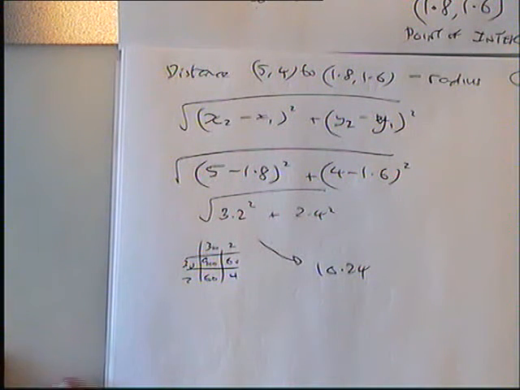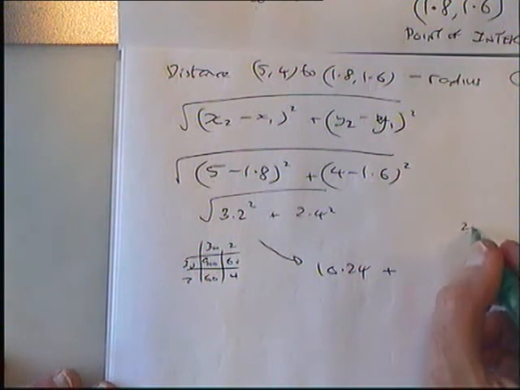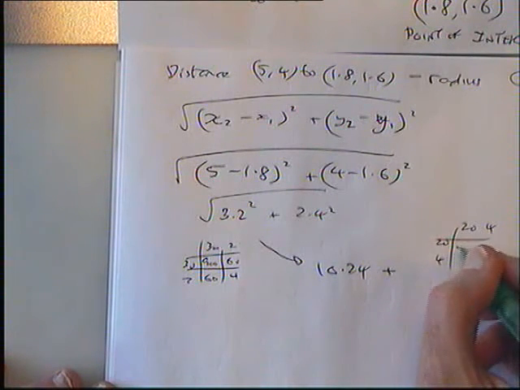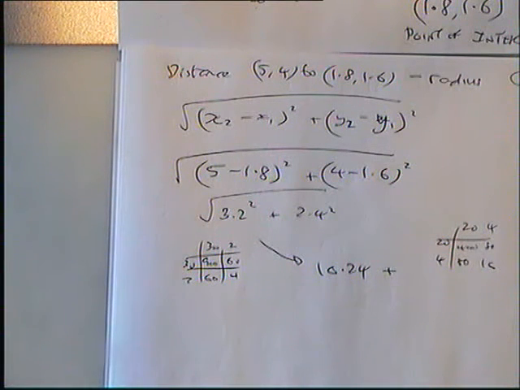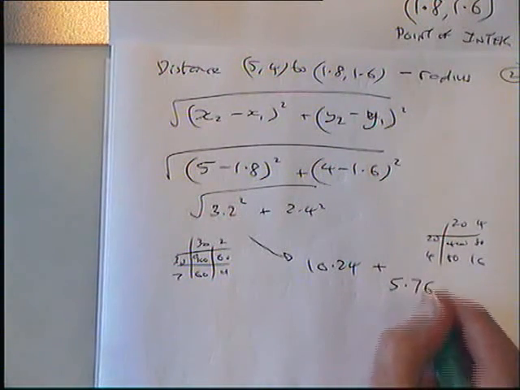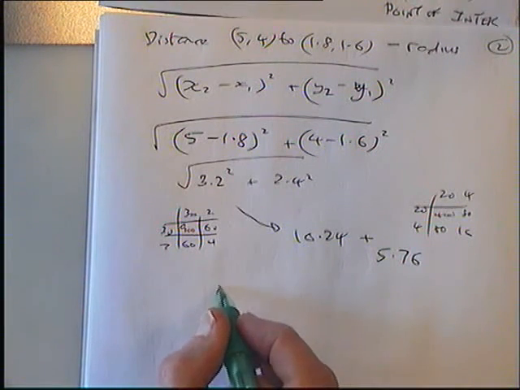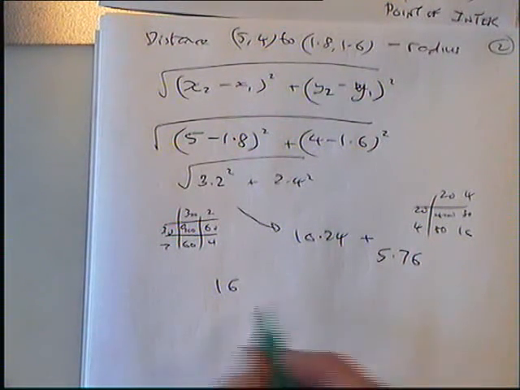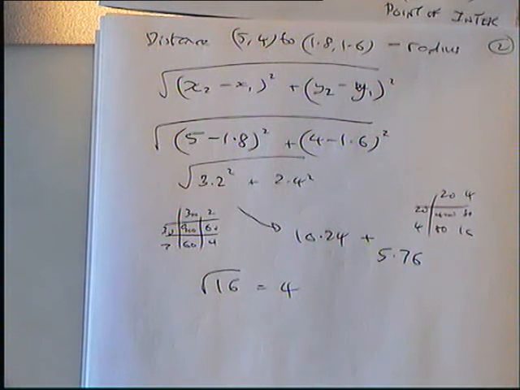2.4 squared. Again, you've got to be able to do 24 times 24 without a calculator. 400, 80, 16. What are we going to get? 5.76. Okay. Now those decimals work quite nicely if you're adding those up, because 24 and 76 make 100. Add that up, what are we going to get? 16 exactly. Square root of 16, 4. You get 4. So that is the distance between those 2 points.